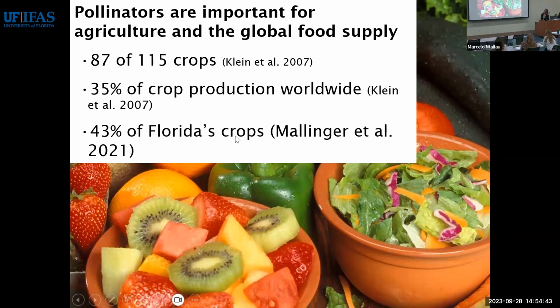Crops that don't require insect pollination are cereal crops. A lot of vegetables where we're not consuming the fruit or seed, so leafy greens, things like that, we don't need pollinators for production.